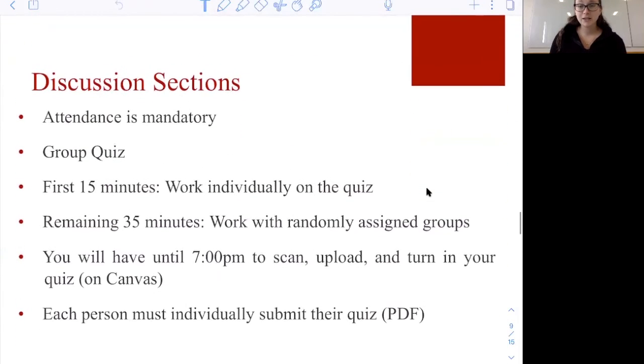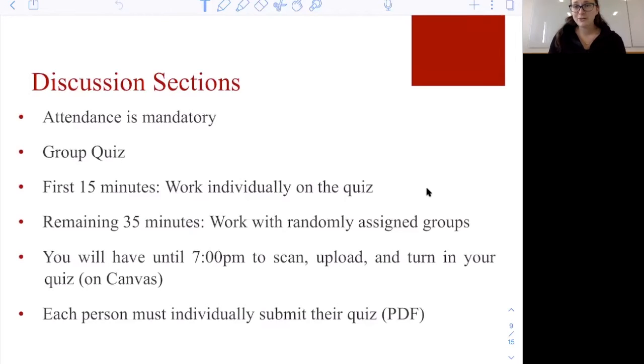So our discussion sections, again, they're going to be led by Karen. Attendance is mandatory. The caveat for that is that if something happens and you know for a fact you will not be able to attend discussion, email me or Karen and we will have an alternate time for you guys to do your discussion and your quizzes. So we'll work that out and have an alternate time for you.